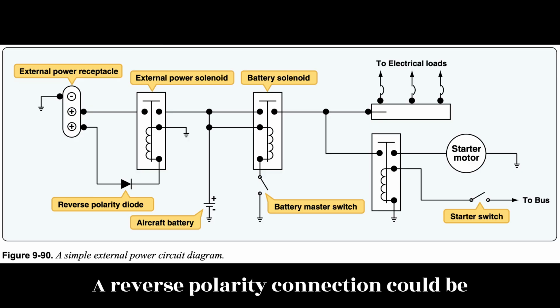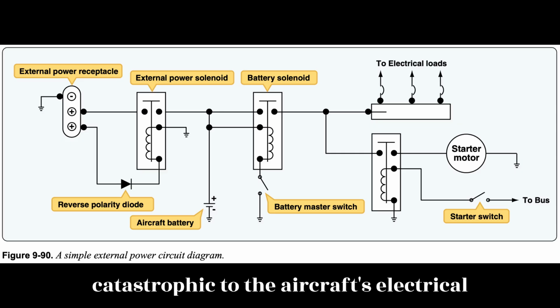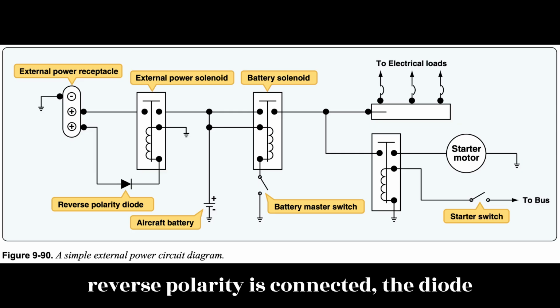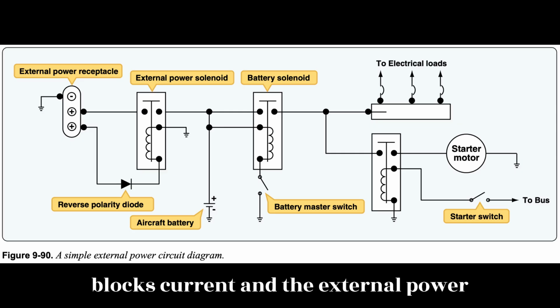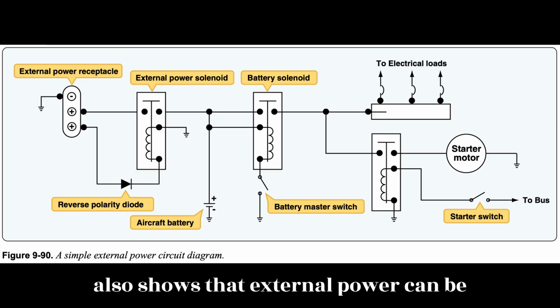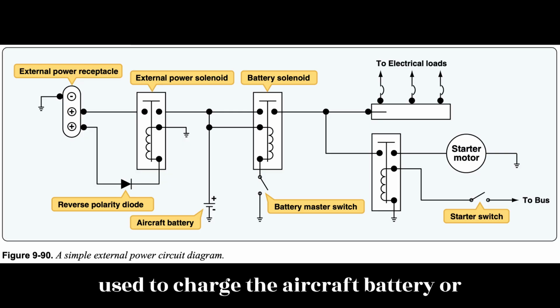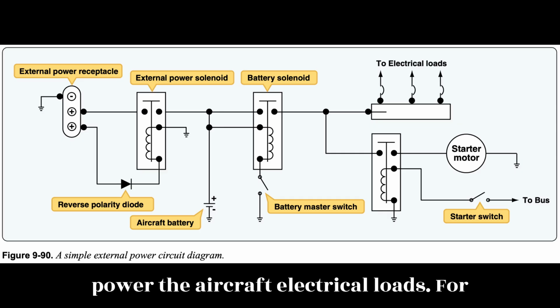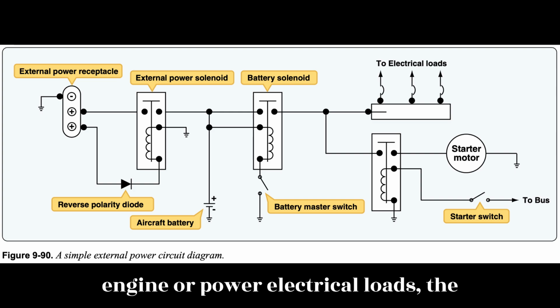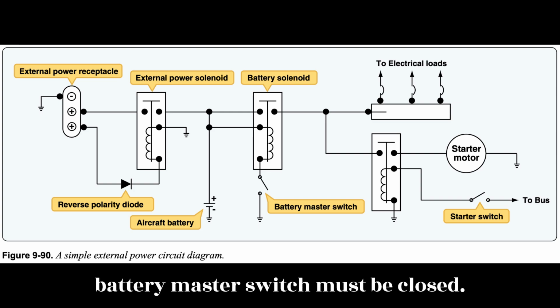A reverse polarity connection could be catastrophic to the aircraft's electrical system. If a ground power source with a reverse polarity is connected, the diode blocks current and the external power solenoid does not close. This diagram also shows that external power can be used to charge the aircraft battery or power the aircraft electrical loads. For external power to start the aircraft engine or power electrical loads, the battery master switch must be closed.